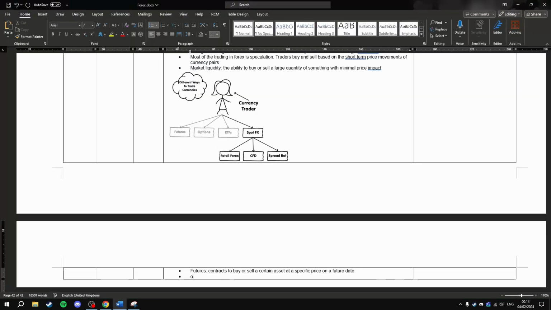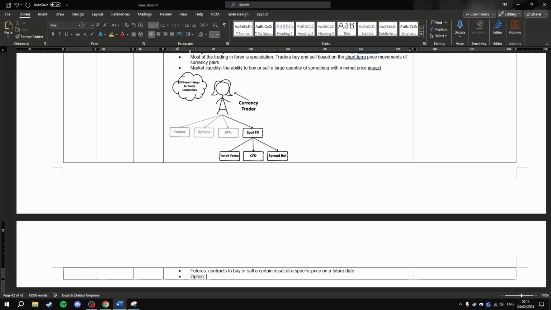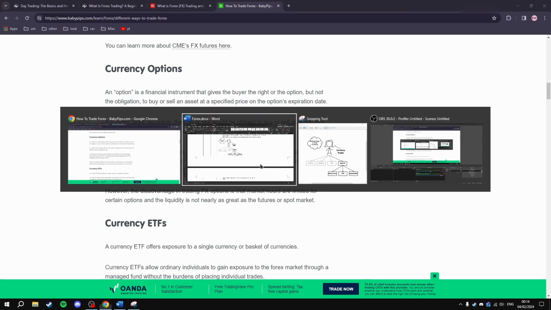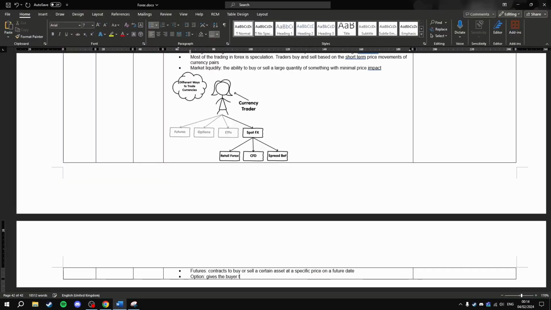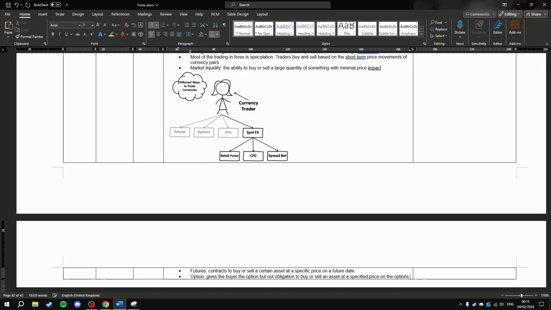Right, okay, so options. An option gives the buyer the right, the option, let's just say, but not the obligation to buy or sell an asset at a specified price on the option's expiration date.